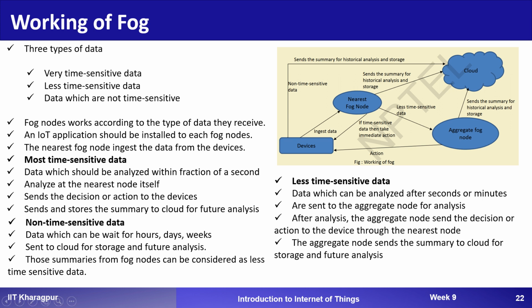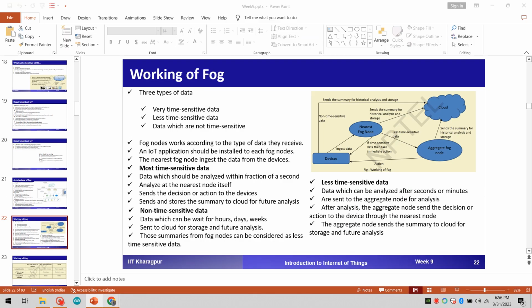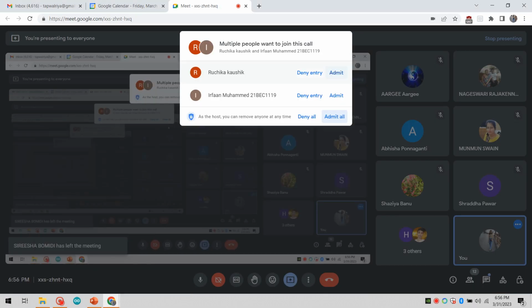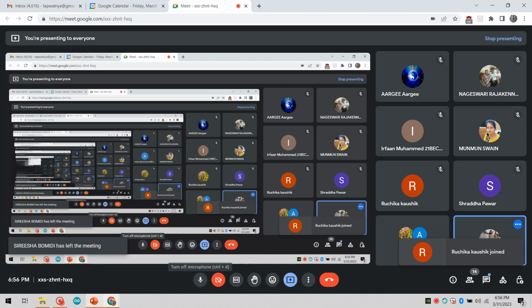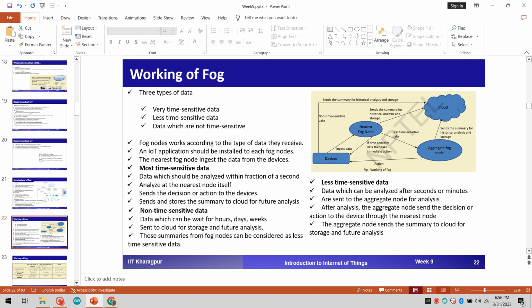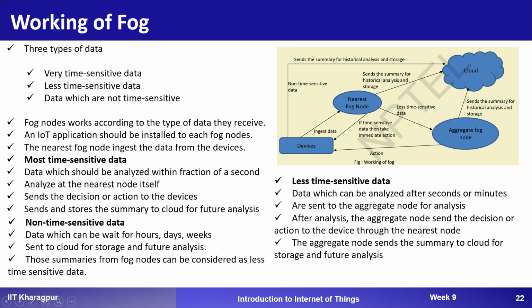So basically fog node works according to the type of data they receive. An IoT application should be installed at each fog node, and the nearest fog node ingests the data from the devices. So basically the fog node which is nearest to the devices is going to process the data and take the decision on the analysis of the data.